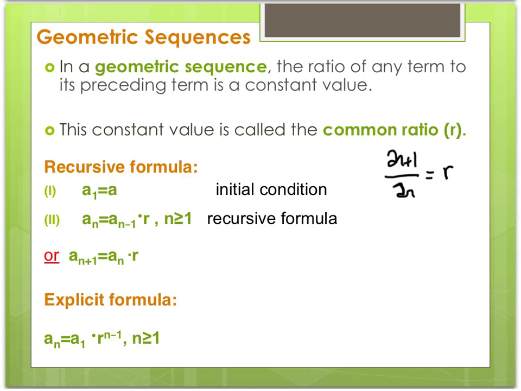I have two different ways to represent my geometric sequence. I can use the recursive formula, which requires two things, initial condition as well as the recursive formula. This recursive formula relates a sub n to a sub n minus 1 using our common ratio, or a sub n plus 1 to a sub n using, again, the common ratio. We also have the explicit formula, which can build the entire sequence, and we only need the first term in the sequence as well as our common ratio to do that.